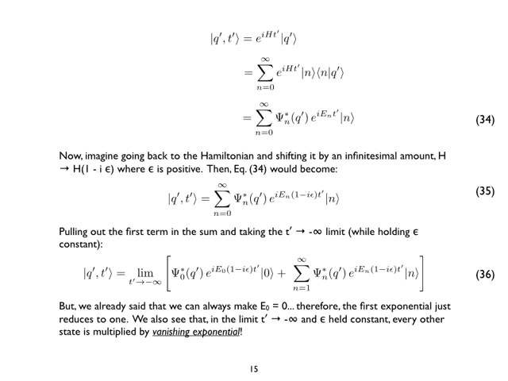So I'm going to take the Hamiltonian, and I'm going to shift it by an infinitesimal imaginary amount. I'm replacing H with H times (1 minus i epsilon), and in the end, I always take epsilon to 0, because I don't want to affect the physics.